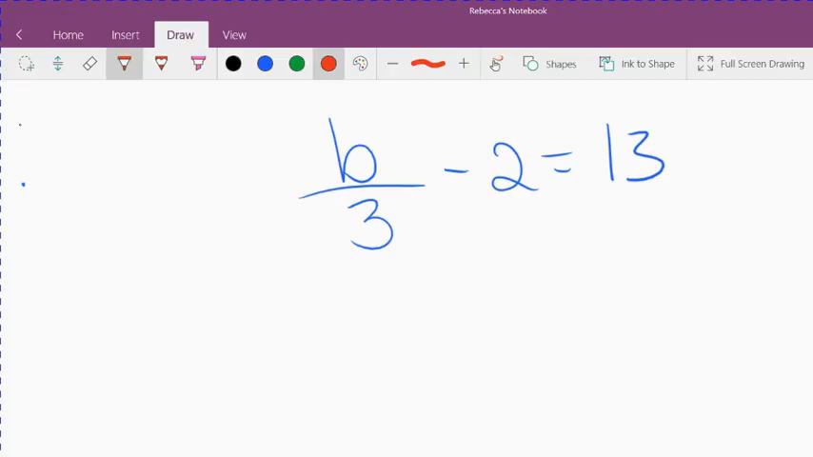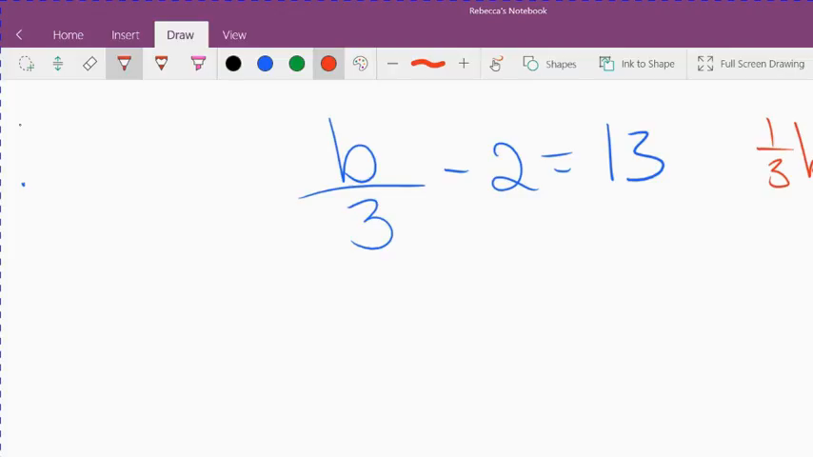Or we can write this exact same equation as 1/3 b minus 2 equals 13. It's the exact same thing, whether you have a variable inside a fraction as the numerator, or you have a fraction being multiplied by the variable. It still means, in this case, we're dividing by 3. So if your variable is somehow involved with a fraction, it means you're dividing.